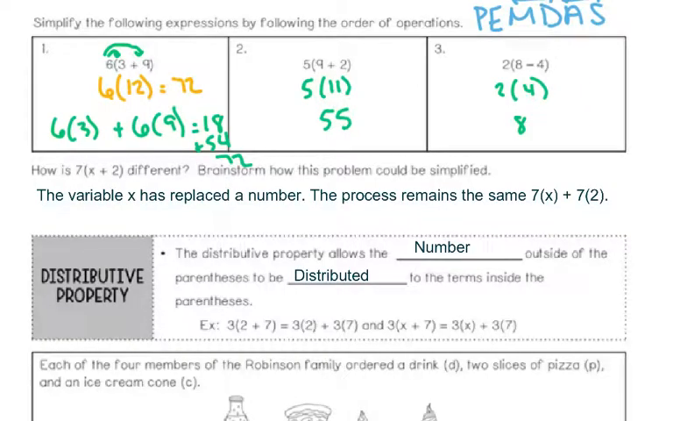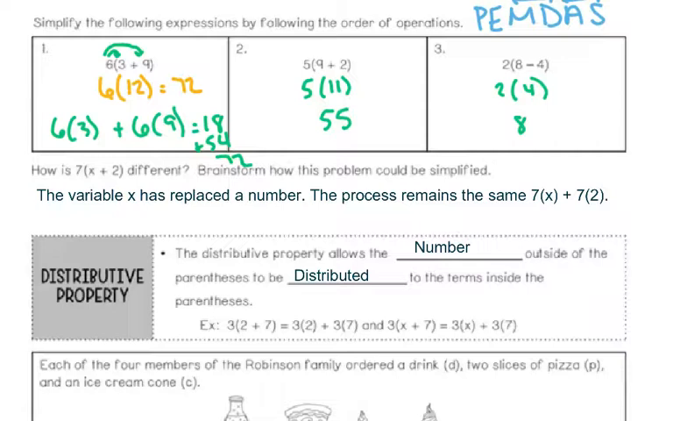So in this case, in the last case, we were sharing the 7 with the x and with the 2. But at the bottom, we have another example, 3 and the quantity of 2 plus 7. So we can distribute or share that 3 with the 2 and with the 7, so that either way, we get 3 times 2 and 3 times 7.